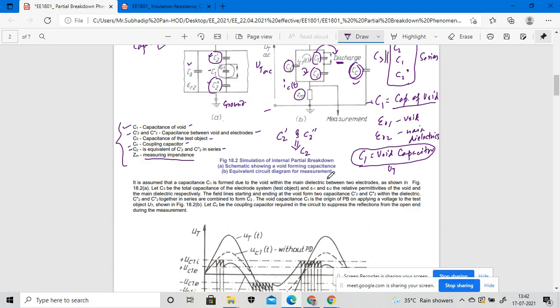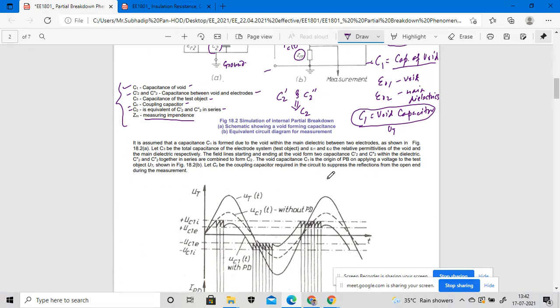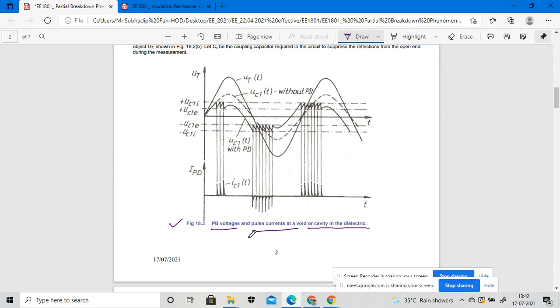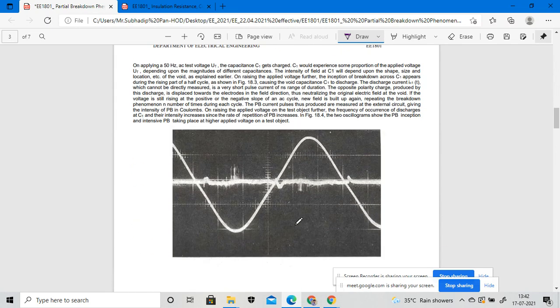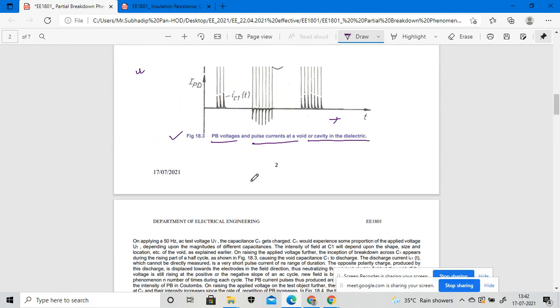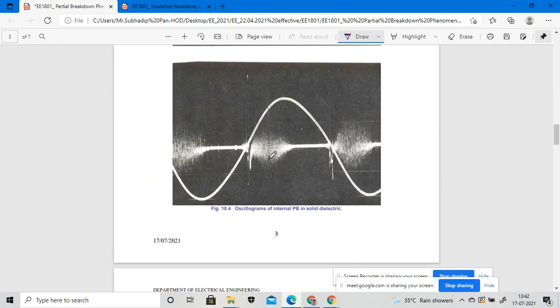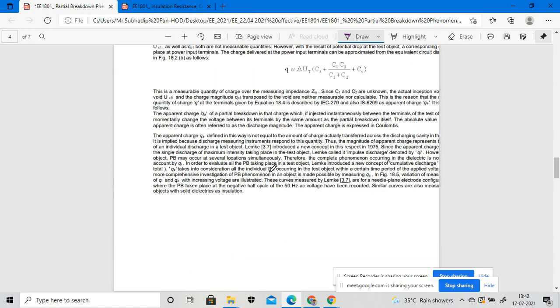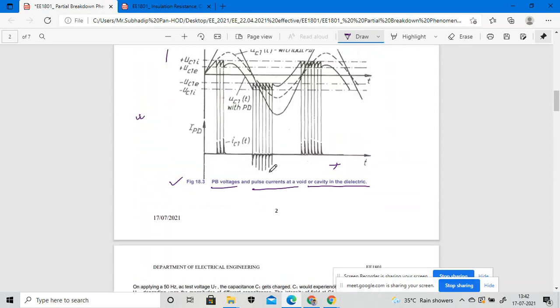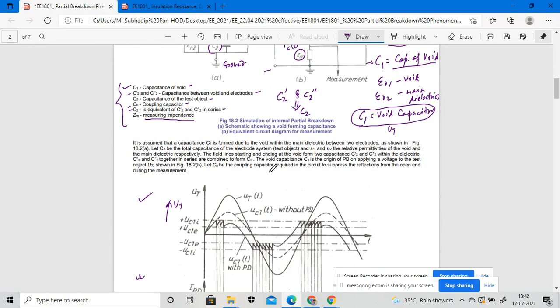So on Monday we will discuss the PD voltage and the pulse current. What does this particular graph actually represent? On this axis we will consider the applied voltages and the terminal voltages, and on this axis we will consider the time. So we will discuss that on Monday, and how this thing occurs practically, we will observe in Monday's classes. So Monday I will take one class, and then I will discuss these things.